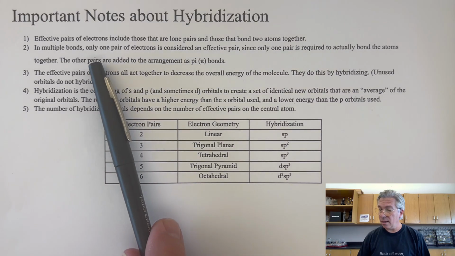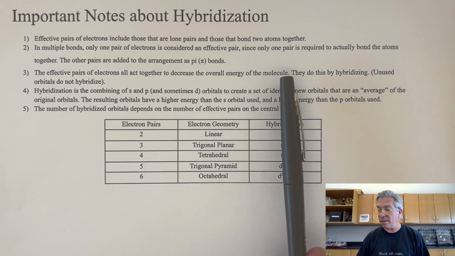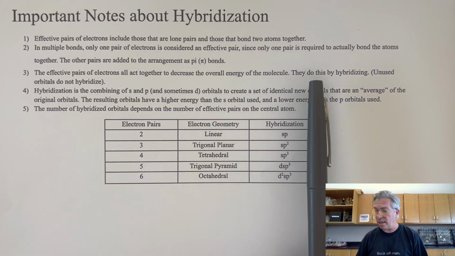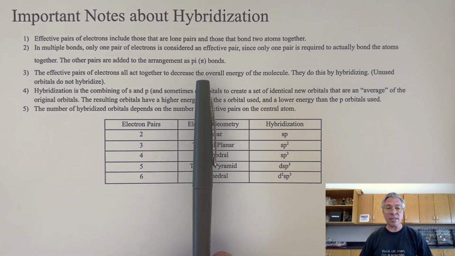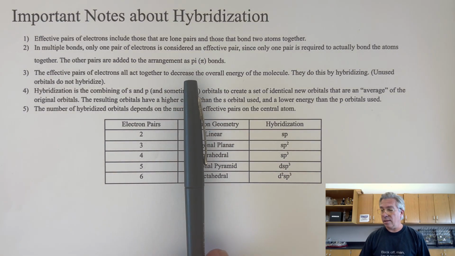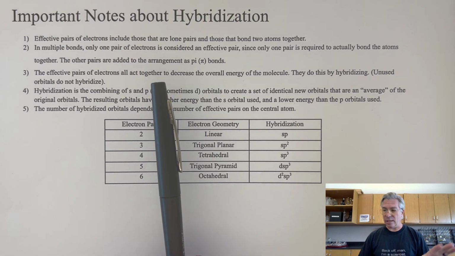In multiple bonds, only one pair of electrons is considered an effective pair, since only one pair is actually required to bond the two atoms together. The other pairs are added into the arrangement as pi bonds. In our third section, we're going to talk about sigma and pi a little bit more, but here's a brief introduction. If you have a double bond, only one of them is hybridized. If you have a triple bond, only one of them is hybridized. The other two are extra.